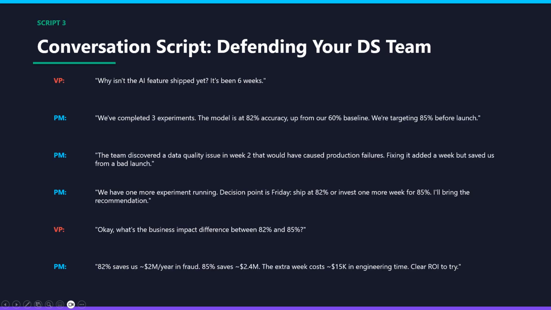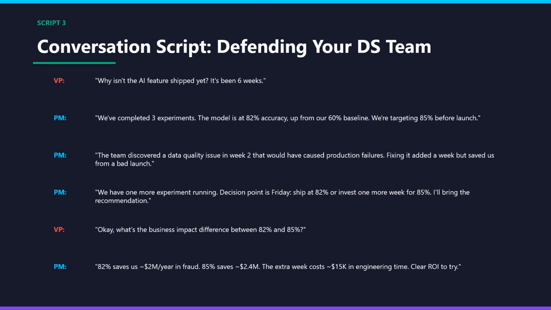Skip to script three, defending your team. A VP is pressuring you on the timelines. So the VP says, why isn't the AI feature shipped yet? It's been already 6 weeks. You can say, we have completed three experiments. The model is at 82% accuracy, up from our 60% baseline. We are targeting 85% before the launch.